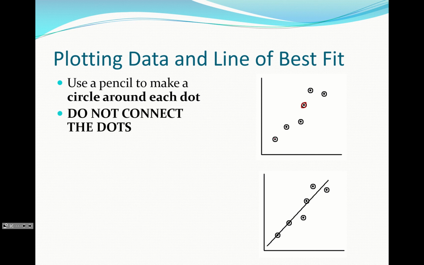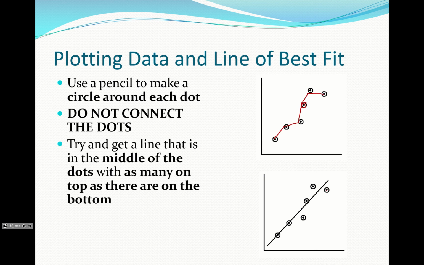Do not connect the dots. Do not go choo, choo, choo, choo, choo, because that's not what we want to do. We want to draw a line of best fit, and a line of best fit is a line in the middle of the dots with as many on top as there are on the bottom, right? You want to follow the trend of the data. So you can see the data goes up like this. We have a couple on top, we have a couple below, we hit a couple like that. That's a really nice line of best fit.